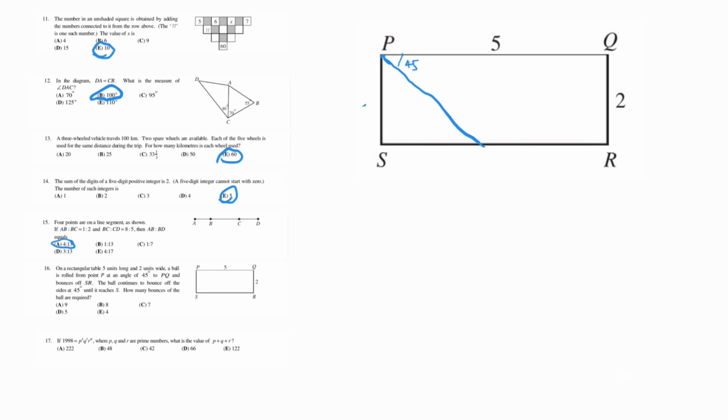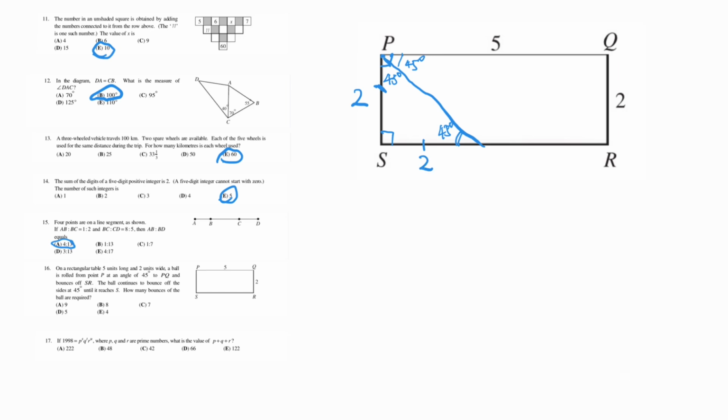This is the 45. Because P is 90 degrees, the other angle is still 45. S is a right angle, so this angle at the bottom is still 45. That means this is an isosceles right triangle. This is the 2 by 5 rectangle table, so this side width is 2. That means this part is still 2.